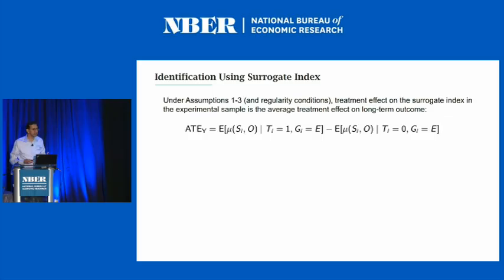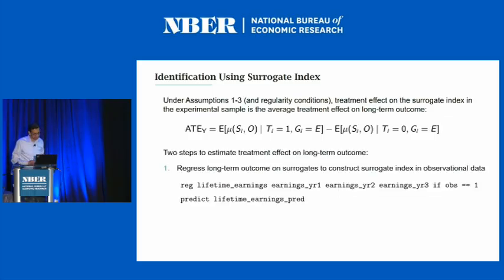So this approach is extremely simple to implement. To make that transparent, I'll just talk about the 2 steps in which we can do that. It's literally, essentially 2 lines of Stata code. So you regress the long-term outcome on the surrogates to construct the surrogate index in the observational data. What does that look like? You regress lifetime earnings on various short-term proxies for earnings in your observational sample. And then you simply predict lifetime earnings.